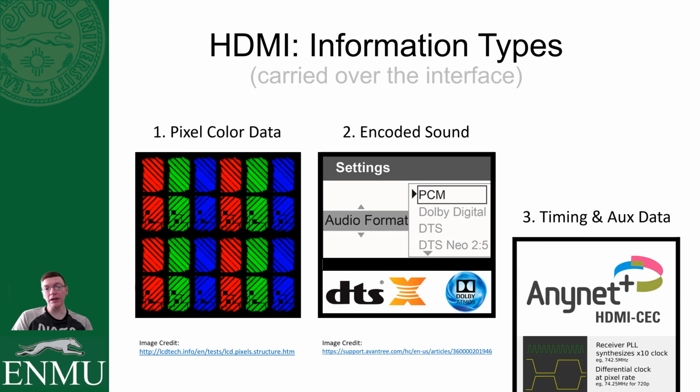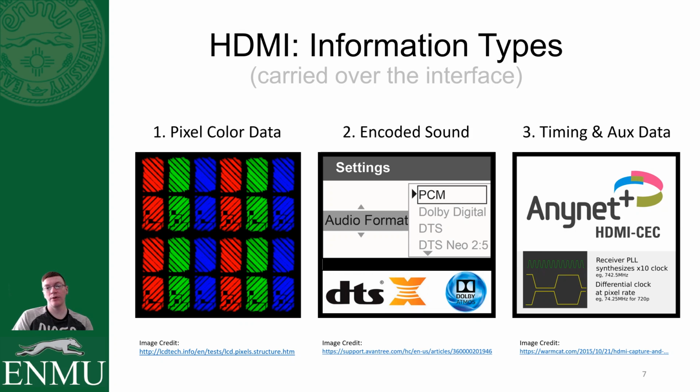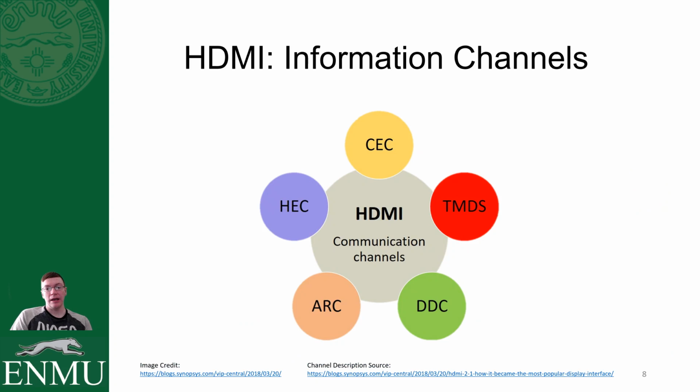And the third type of data piped through HDMI is going to be your timing information and your auxiliary data, such as consumer electronics control. So those are the three types of data that are piped through on an HDMI cable. And these are the 5 channels that it uses to accomplish that. And I'm going to break down each one of these channels briefly here.